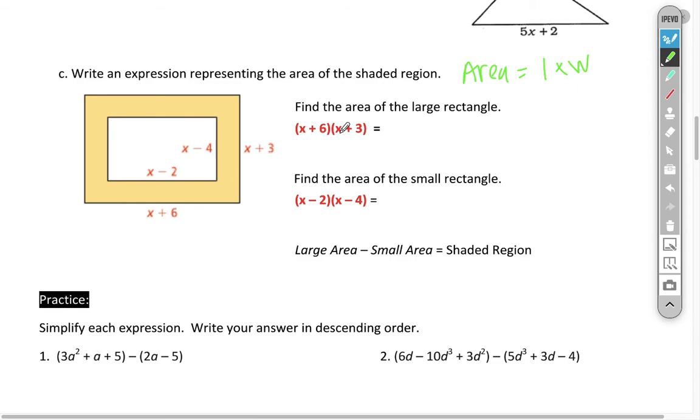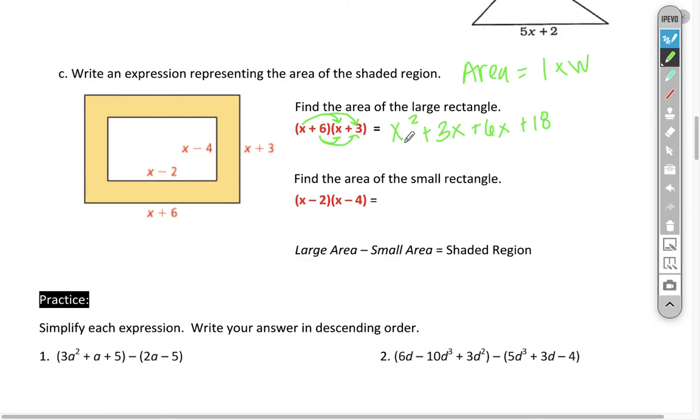And we need to go ahead and multiply that first, right? So hopefully we remember how to multiply. We're going to distribute this x to both, and then we're going to distribute this 6 to both. So we would have x and x. Remember, we add our exponents, so we have x squared. X and 3 is 3x. Then we've got 6 and x is 6x, and 6 and 3 is 18.